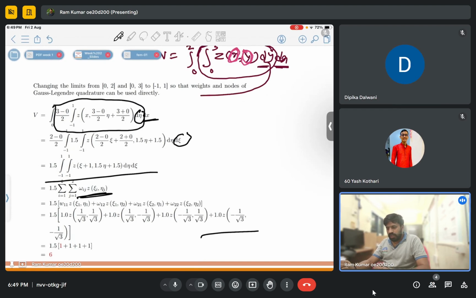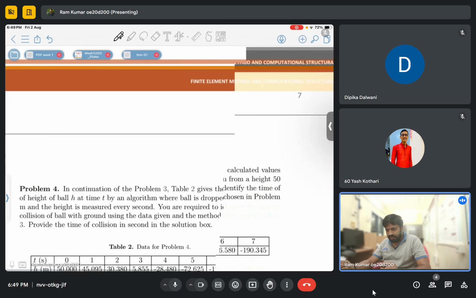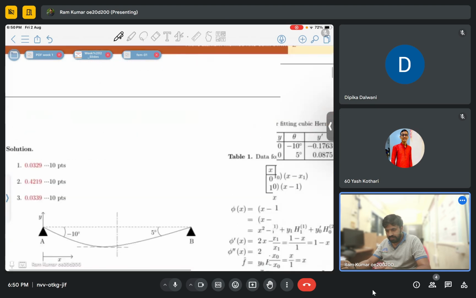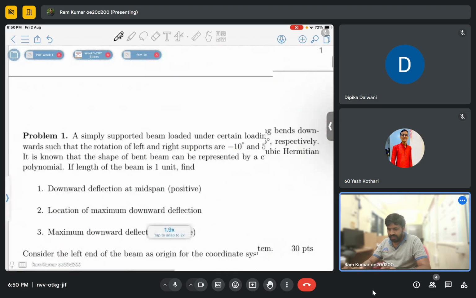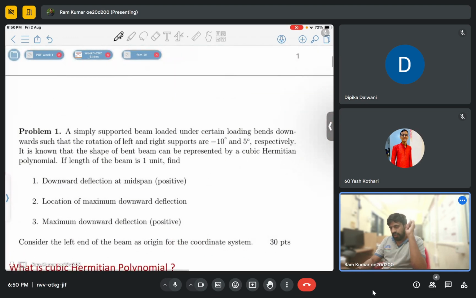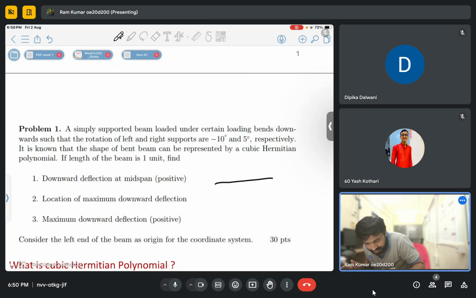Fine. Now we are going to move to one other problem. This is also simple, but a little bit difficult, not that simple. So we are having one simply supported beam loaded under certain loading, going downward. This is our simply supported beam.